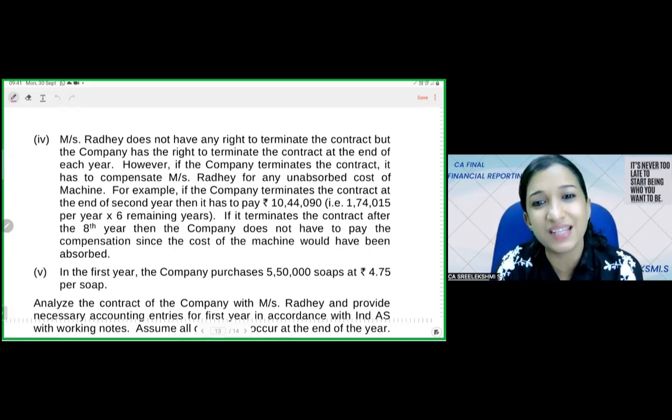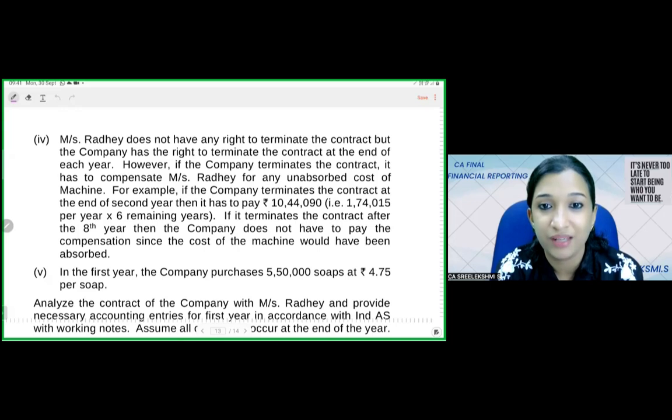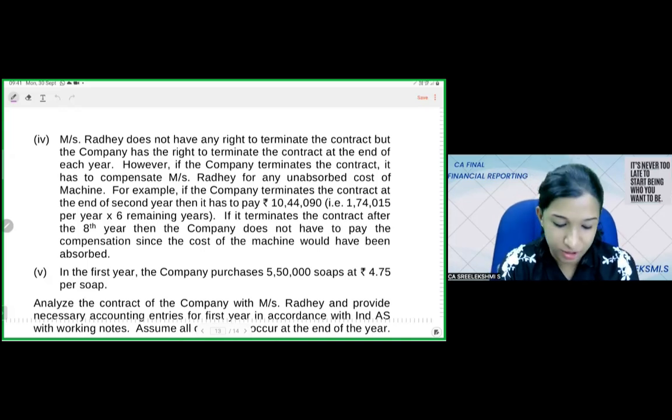That is what is called a non-cancelable lease. Then what do you mean by cancelable lease? Any party can cancel at any point of time without a penalty. There is no legal backing for that then. So this standard IND AS 116 applies only to non-cancelable leases. So this is a non-cancelable arrangement.